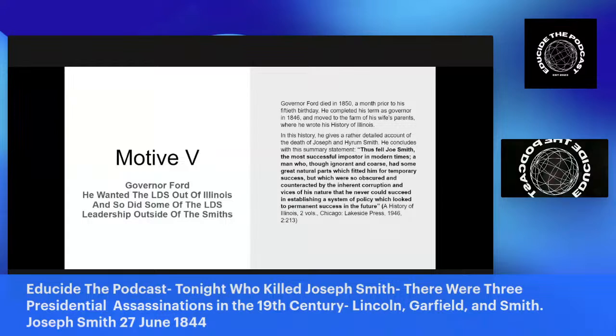He writes, "Thus fell Joe Smith, the most successful impostor in modern times, a man though ignorant and coarse, had some great natural parts which fitted him for temporary success, but which were so obscured and counteracted by his inherent corruption and vices of his nature that he never could succeed in establishing a system of policy which looked to a permanent success in the future."